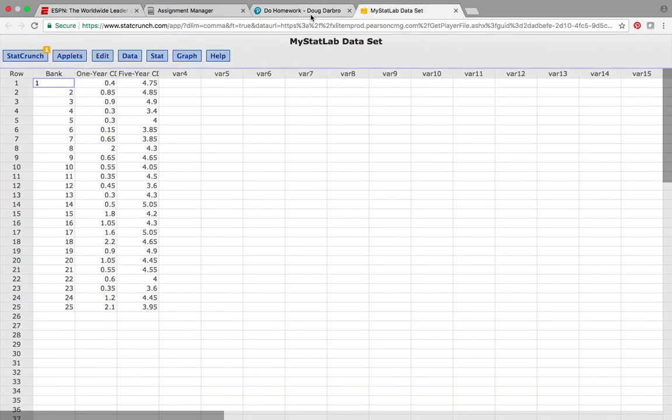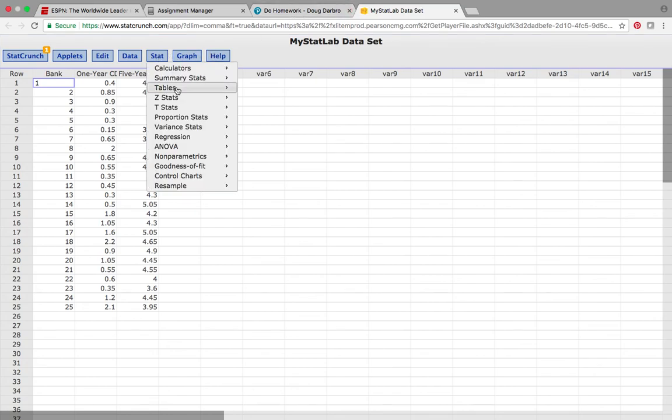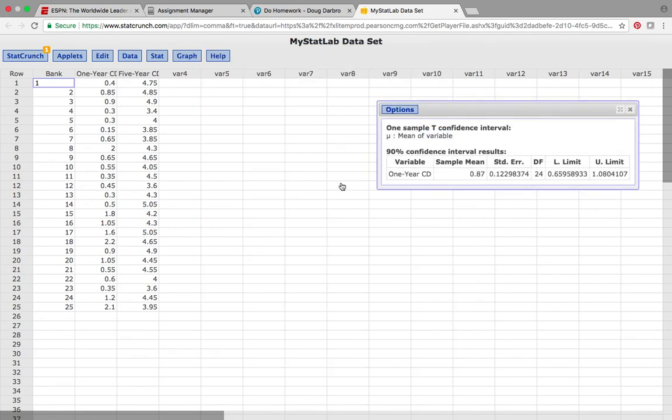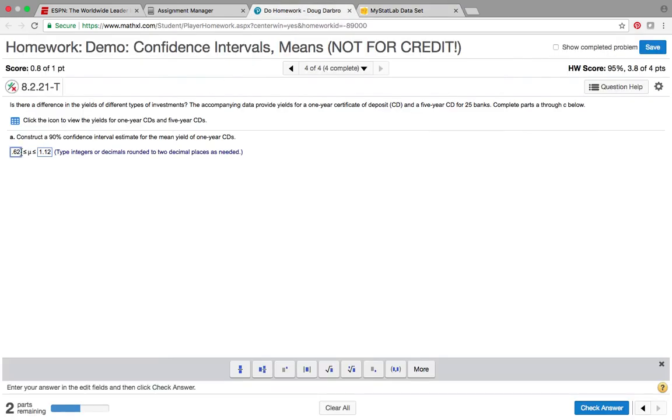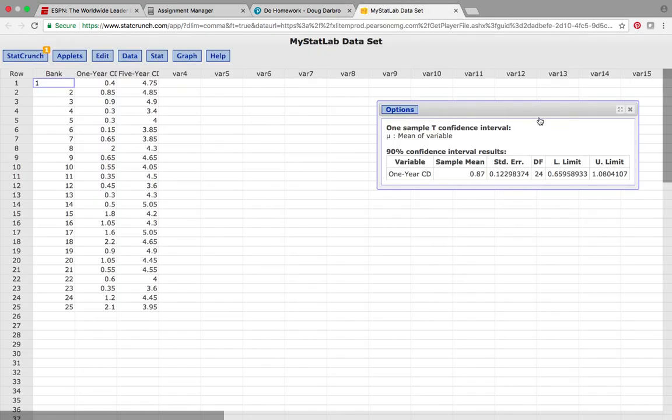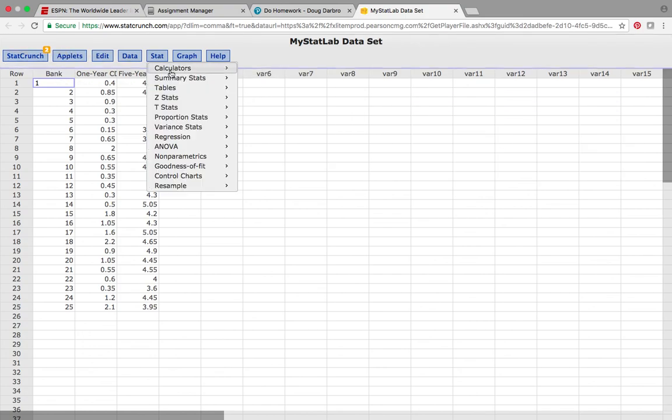Guys, I tell you what, man, I am struggling. I have a meeting in about 9 minutes, and I'm trying to rush through this, and it's just not working. So 0.66, 1.08. All right, 90% for the second one, for the 5 year.